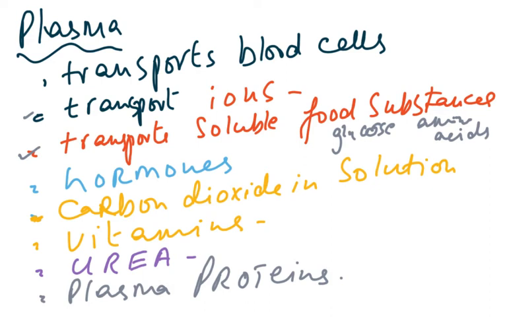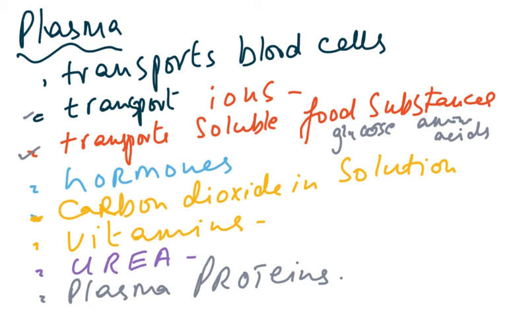Then we have carbon dioxide in solution. Some carbon dioxide is transported by the red blood cell, but also a small amount is transported in the form of a solution in the plasma. Then vitamins, if you had orange juice, vitamin C is going to enter the blood plasma and it's going to be carried in the blood plasma. If you just say blood, it's not going to be correct. You have to say blood plasma.